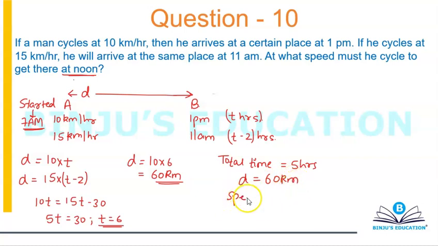So we can simply say that the speed will be equal to 60 divided by 5, and that will be 12 kilometers per hour. So if he wants to get there by noon, then he needs to travel at a speed of 12 kilometers per hour, and that's our final answer.